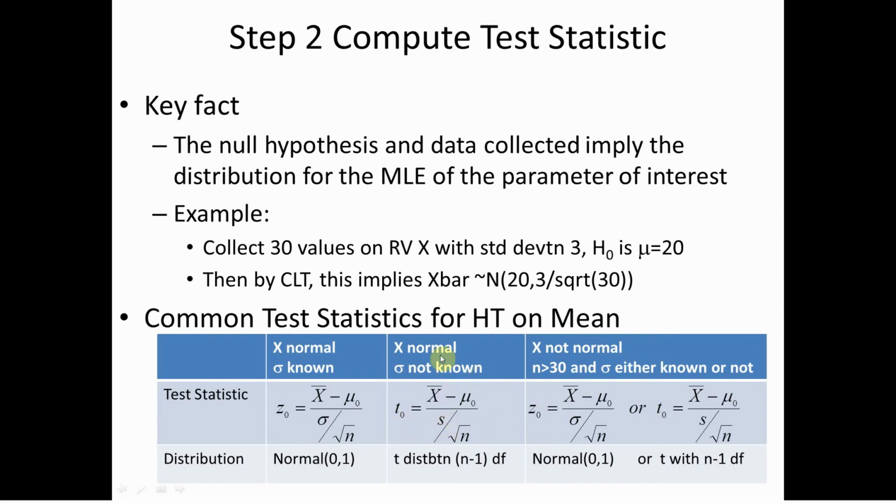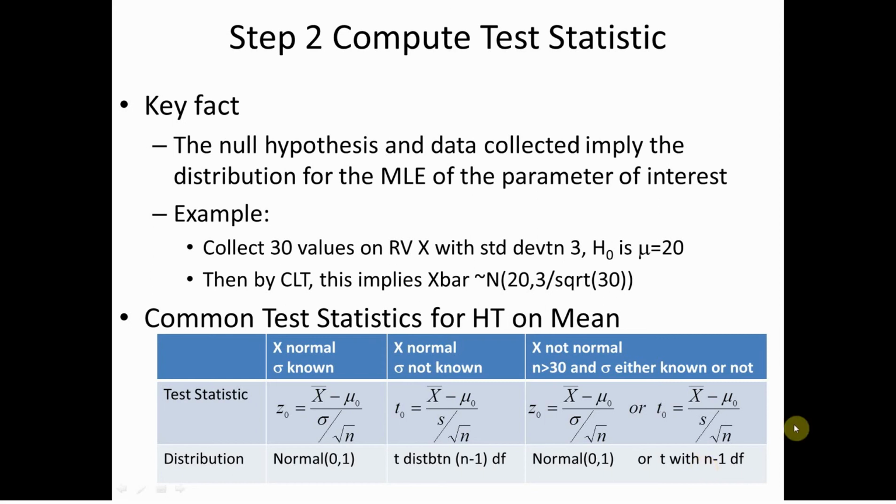If x is normal and the population standard deviation is unknown, I use a sample standard deviation. And this test statistic, the standardized random variable for x bar, now has a t-distribution. If x is not normal but n is greater than 30, I can invoke the central limit theorem, right? And so this test statistic is going to be normal. Otherwise, this is going to come from a t-distribution.